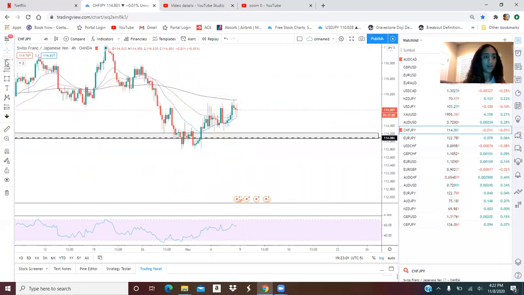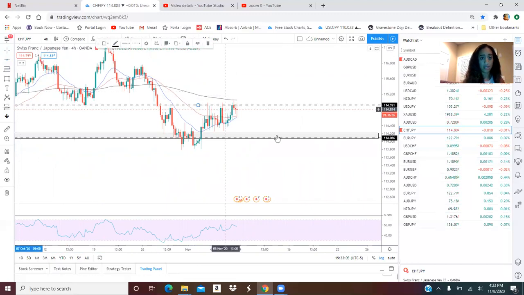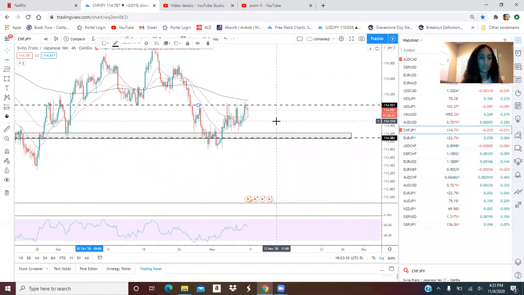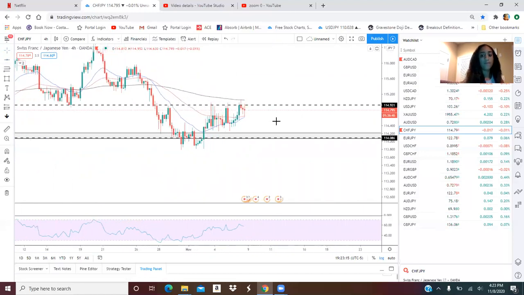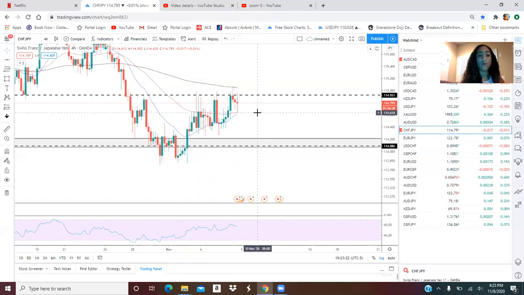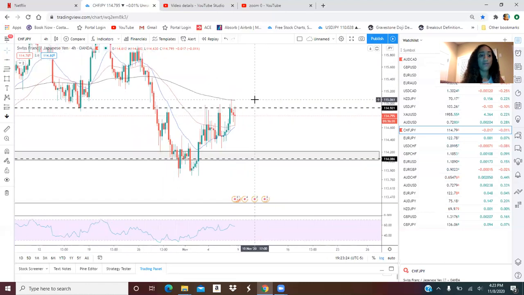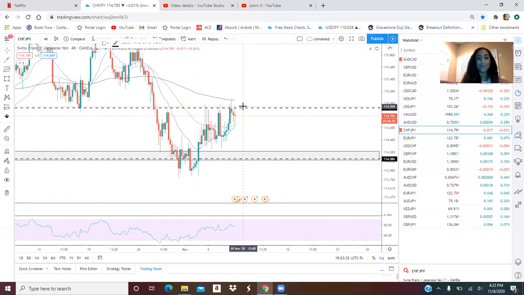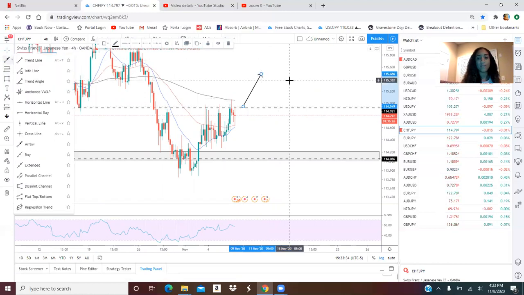it's all good, because what I'm going to do is I'm never really too comfortable getting in right at the beginning, especially when it's reversing, unless it's a clear double bottom or double top. It really just does depend. So what I'm going to be doing, guys, is waiting for price to go up here and come back for a retest.